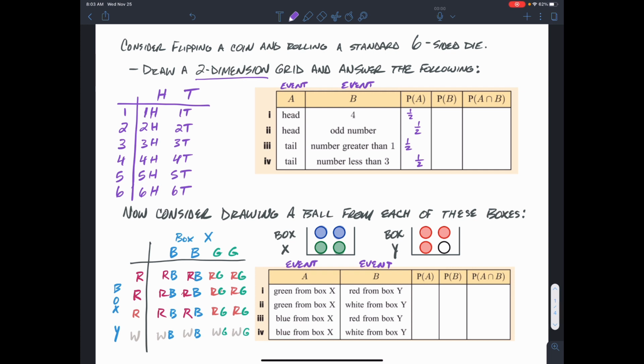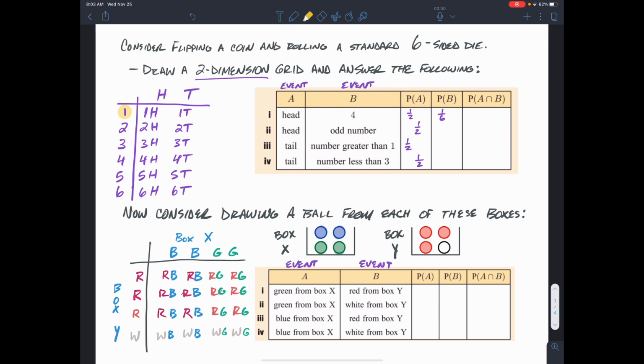And then the probability of event B, that is rolling the die. So we've got 6 different possibilities, and we're gonna be looking at what happens between those 6 possibilities. So the first one, rolling a 4. Well, there's only one opportunity where there's a 4 out of these 6. So that will be 1/6.